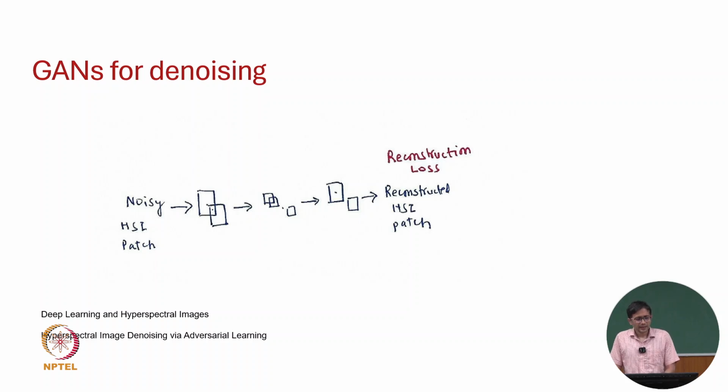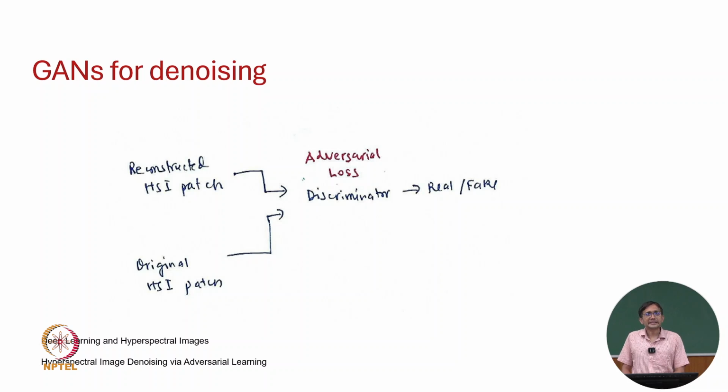Given the noisy hyperspectral patches, what one can do is that one can, with the generator, get the reconstructed hyperspectral patch, and here we can use reconstruction loss as well as a discriminator which is fed with the reconstructed hyperspectral patch as well as original hyperspectral patches, a discriminator trained with the adversarial loss.